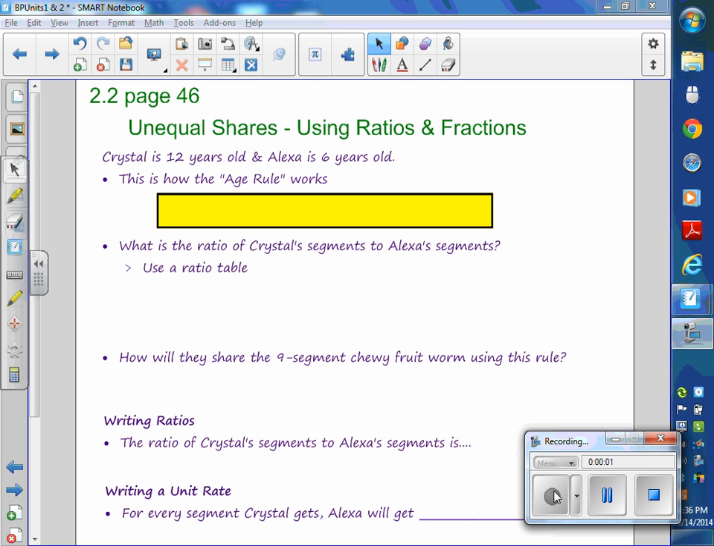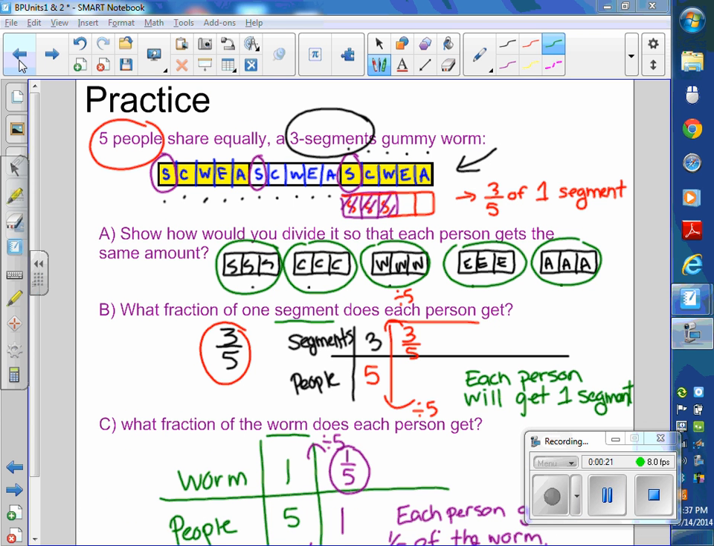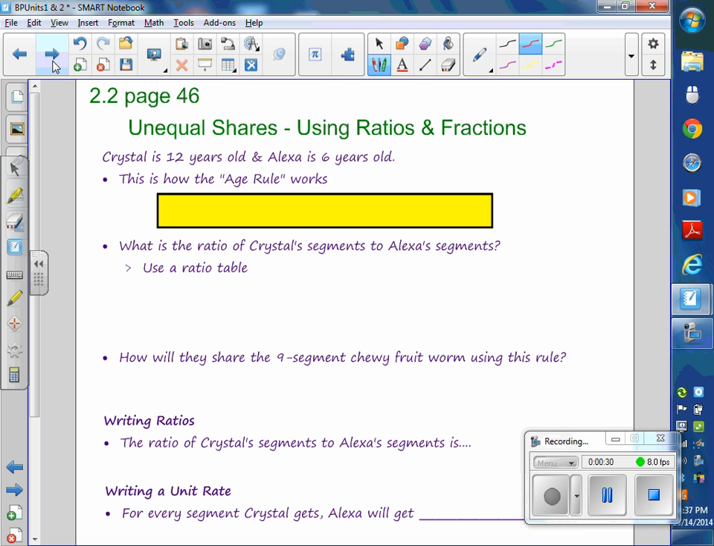This is the second part of Unit 2. It still deals with these gummy worms, but now it uses something called the age rule. So here we're looking at unequal shares. If you remember in lesson 2.1, every time there was a problem, you saw the term people share equally. And now we're looking at a problem where there are unequal shares.